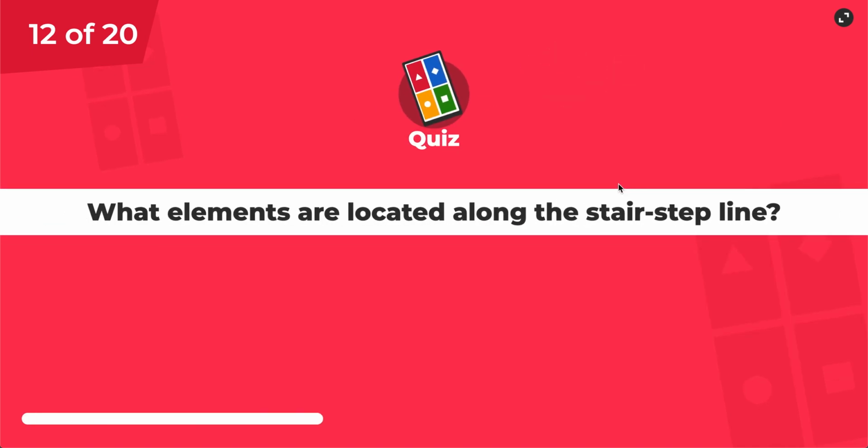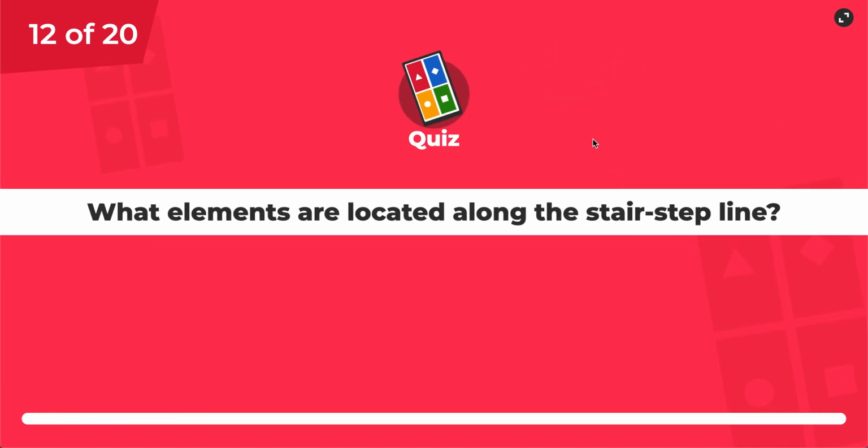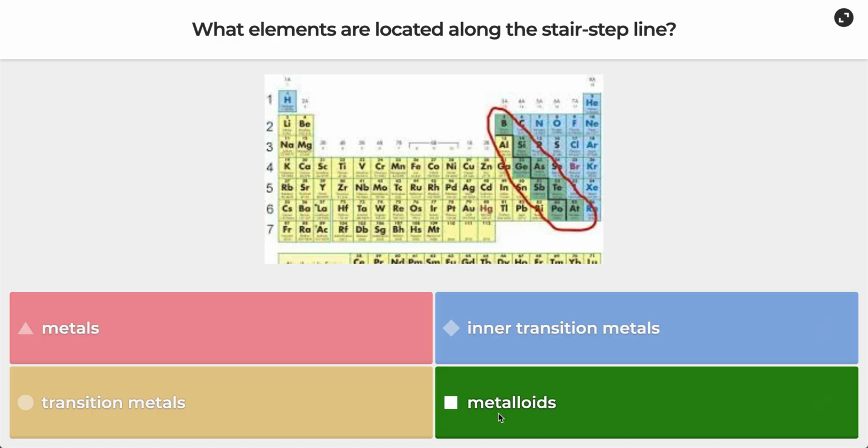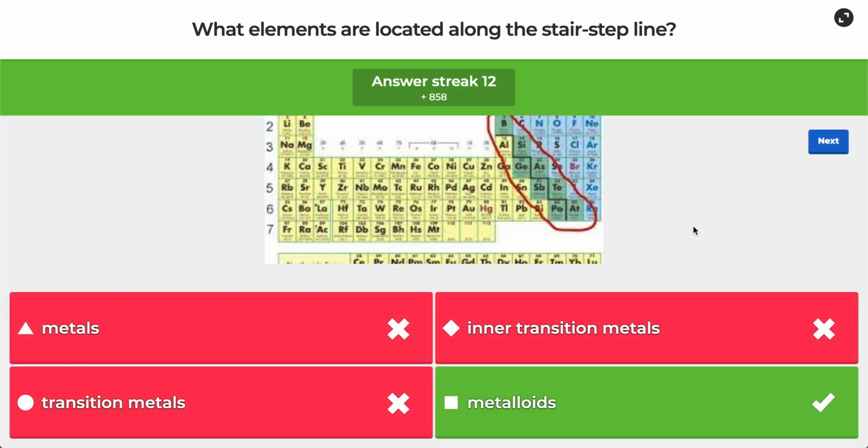Next question. What elements are located along the stair-step line? And we have that highlighted right here, these green elements, and those are called the metalloids. They have kind of properties of both metals and nonmetals.